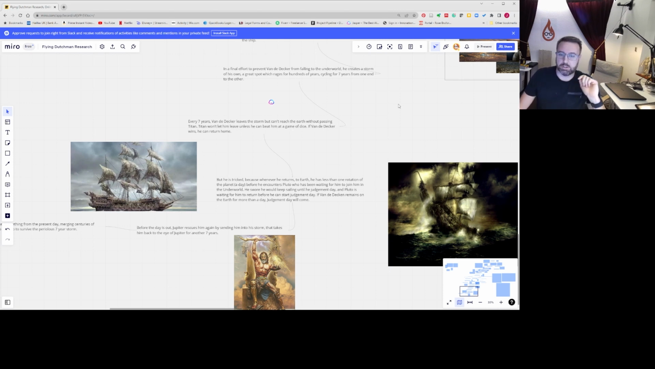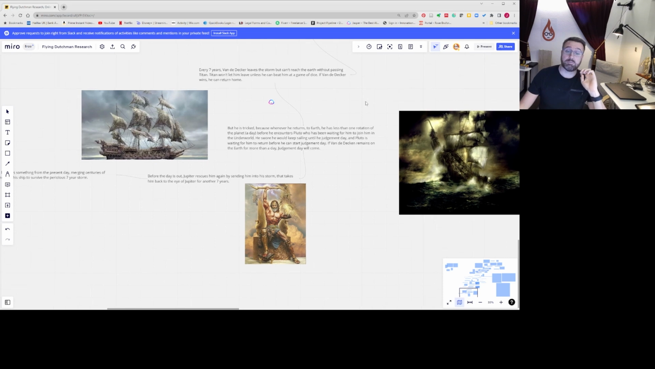Now, part of the story of the Flying Dutchman is that Van der Decker has to roll dice. He has to play a dice game to be allowed to be freed from his torment. Every time he tries to return to Earth, Titan is waiting for him as a moon, physically there blocking him. He has to play dice, and if he wins, he gets to return to Earth. However, he is not allowed to stay on Earth for longer than a day. This is again part of the Flying Dutchman story.